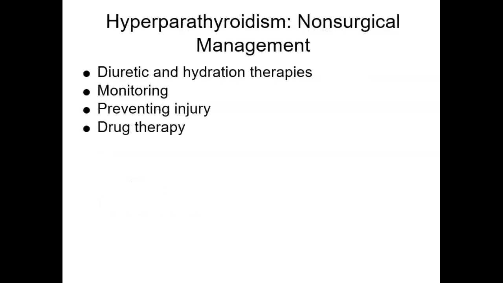Surgical management is the treatment of choice for patients with hyperparathyroidism. For those who are not candidates for surgery, drug therapy can help control the problems. In terms of non-surgical management, diuretic and hydration therapies help reduce serum calcium levels in patients who have milder disease. Usually furosemide, a diuretic that increases kidney excretion of calcium, is used along with IV saline in large volumes to promote calcium excretion.